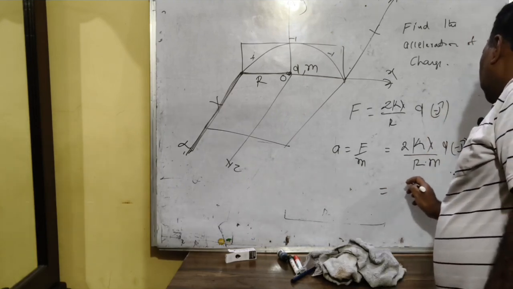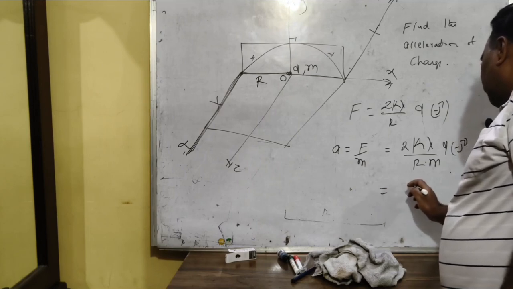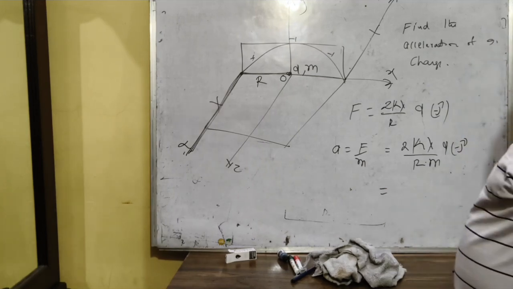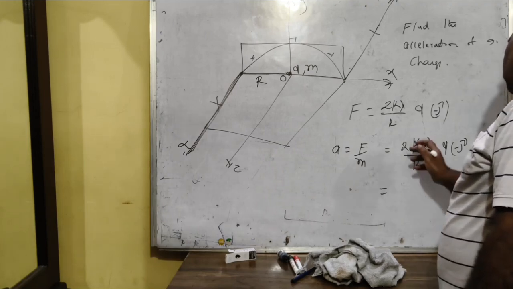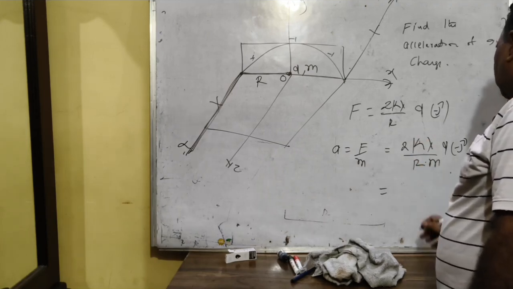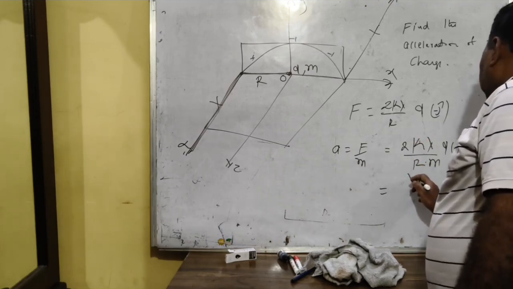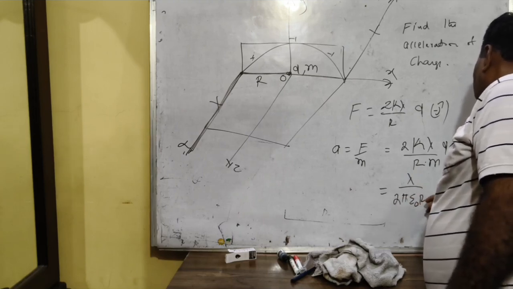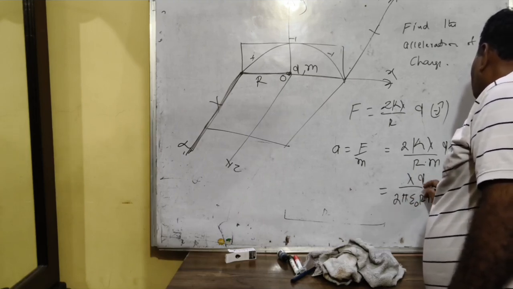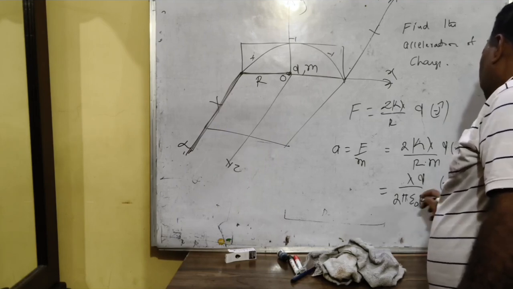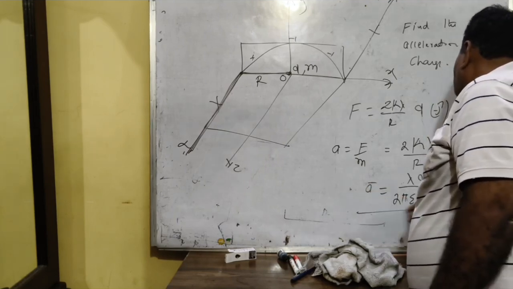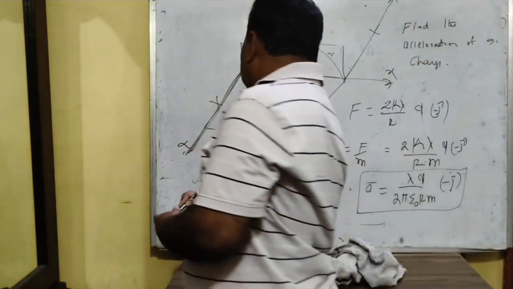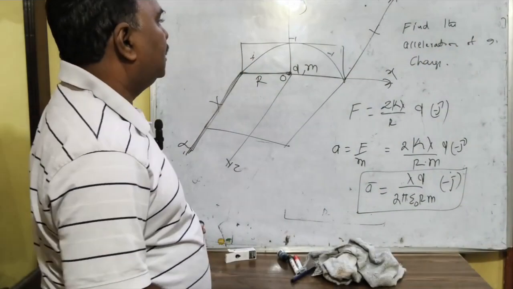Or sometimes k means 1 by 4 pi epsilon naught. 1 by 4 pi epsilon naught, how much will we get? 2 ones are 2, 2 twos are 4. Therefore, we will get lambda q by 2 pi epsilon naught r m, in the direction of minus j. Acceleration is a vector quantity, that's why we have to represent it like this. So like this, many problems we can solve based on this model, right?